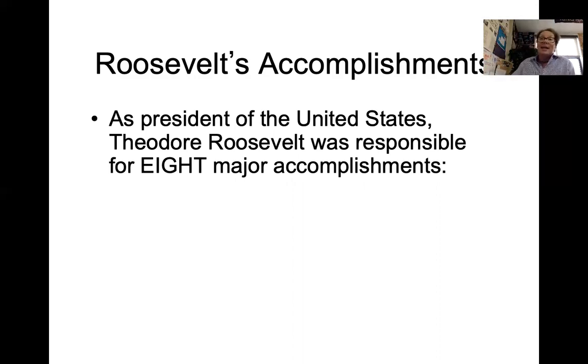So as President of the United States of America and the first progressive president, the 26th president from 1901 through 1909, Theodore Roosevelt was responsible for 8 major accomplishments. We're not going to do all 8. I'm going to cherry pick the ones that I think are the most significant, relevant, important, and again, give you guys a little bit more background information on each and every one of the ones that I do cover with you.